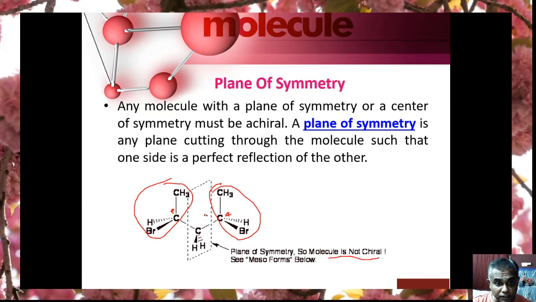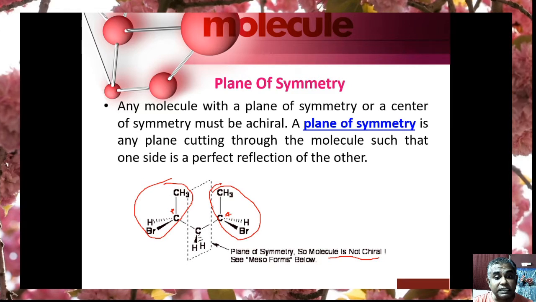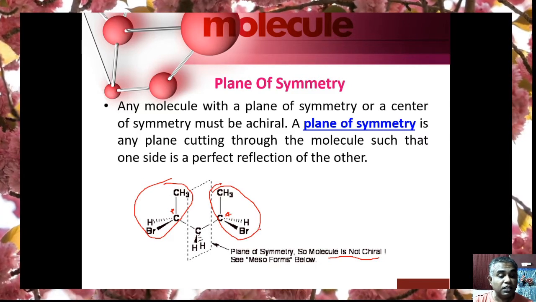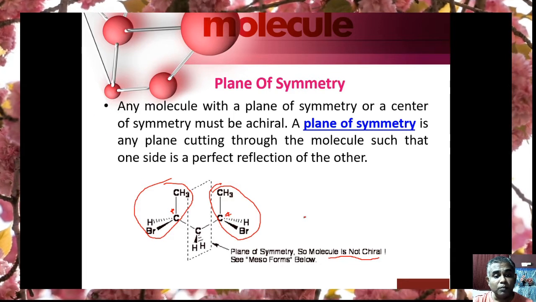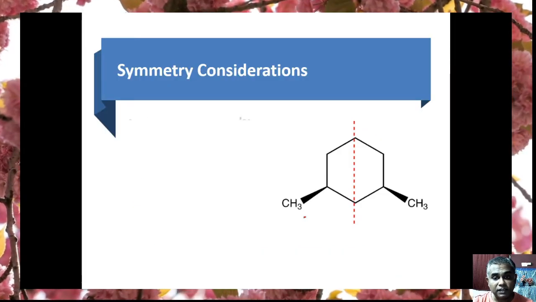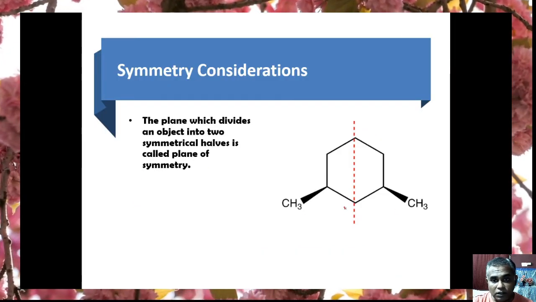Even though it has two chiral centers, it is said to be in a meso form. The molecule is said to be a meso form. Let us consider another molecule.